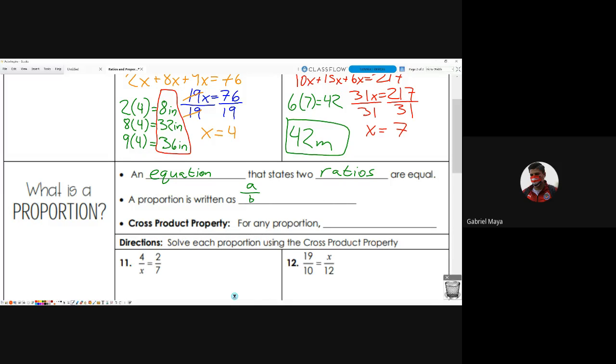So a proportion is written as A over B is equal to C over D. A to B, C to D are equal, okay? So let's go ahead and say we have the cross product property for any proportions. It says that A times D is equal to B times C.